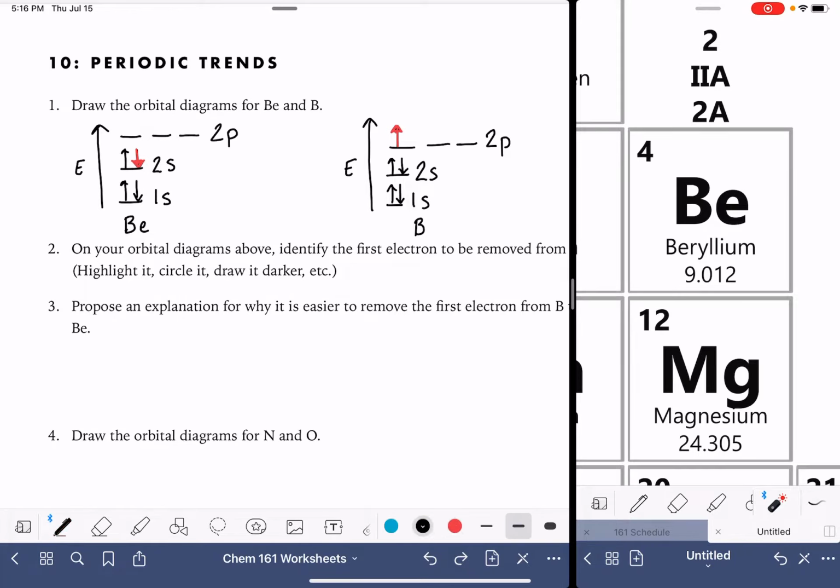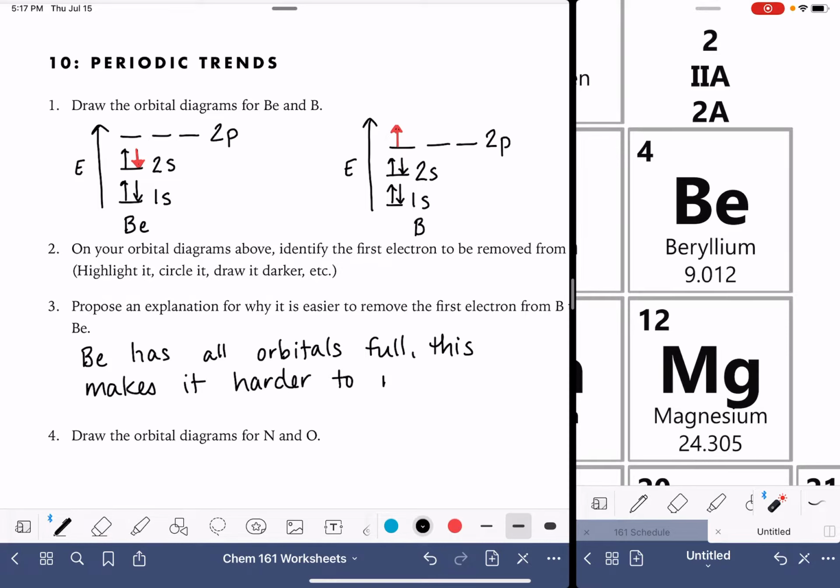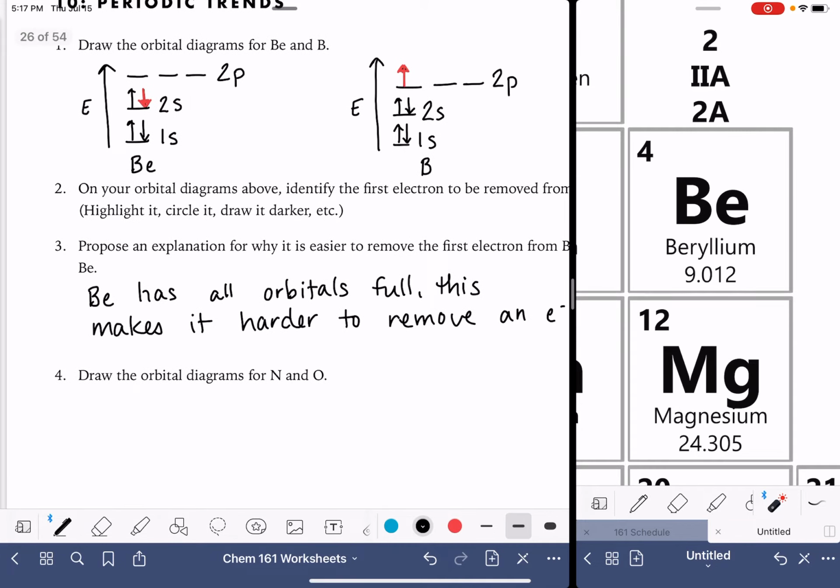So our explanation here is that the beryllium has all of its orbitals full. All of them are totally full. And anytime we have this situation where all the orbitals are full, this makes it harder, in terms of energy, to remove an electron. Everybody's got a partner, and when you pull one of those electrons away, it disrupts that beautiful symmetry.